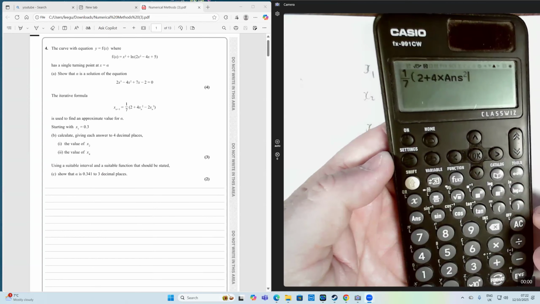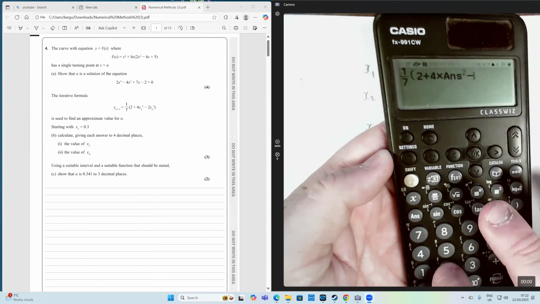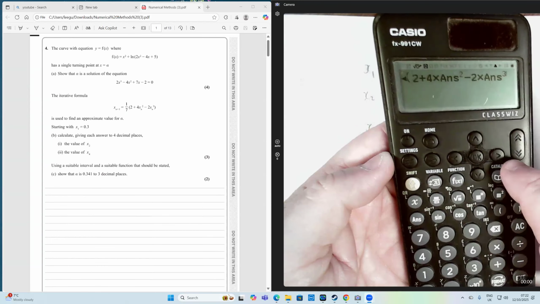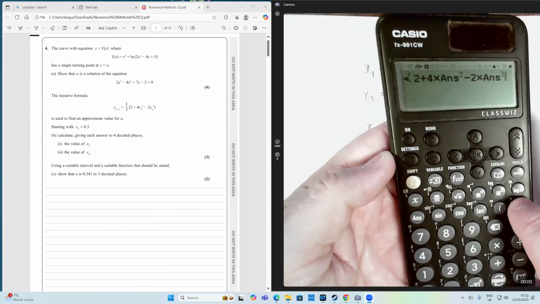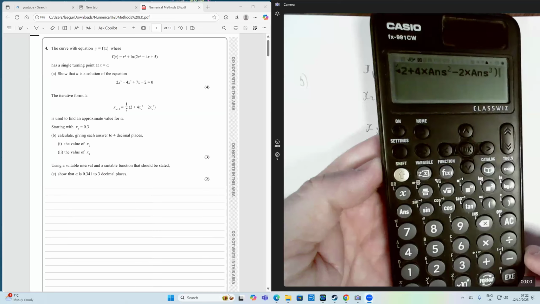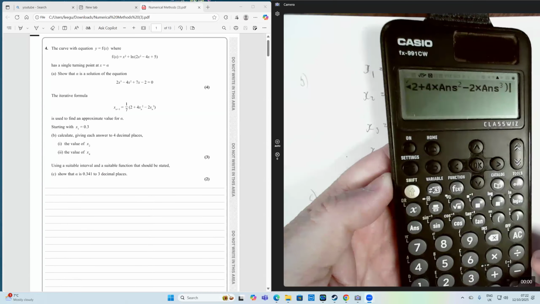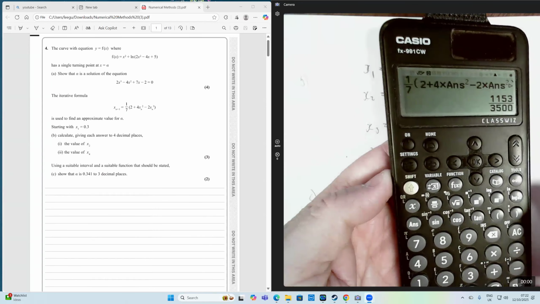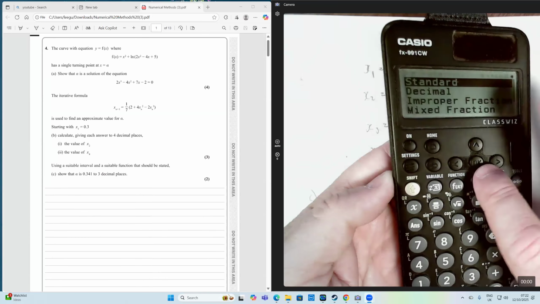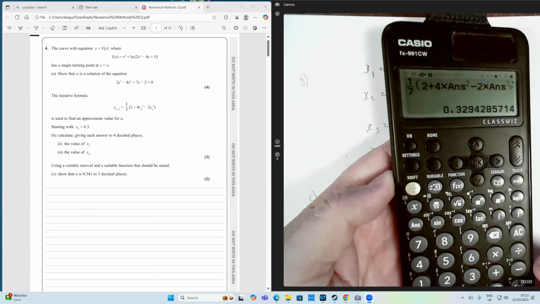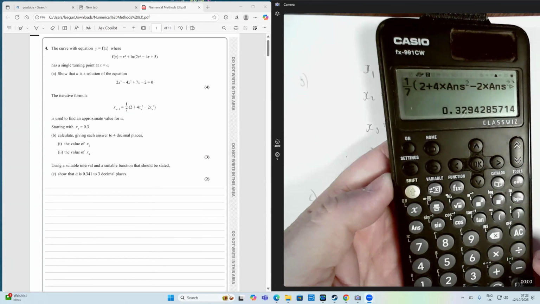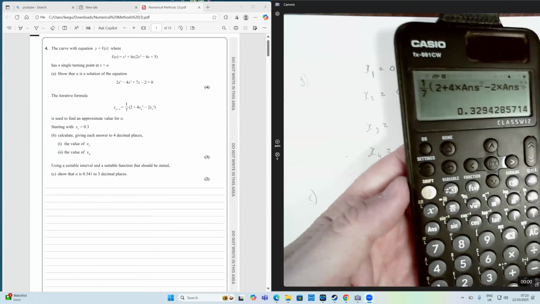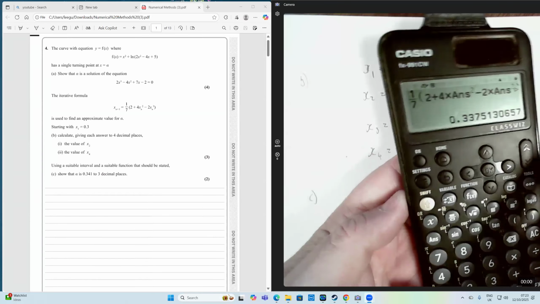So it's 2 add 4 times answer squared minus 2 times answer to the power of 3. Go across 1 and then close the bracket. So we have that now programmed into our calculator. So every time we press execute now, we're going to go 1 time round the recursive iteration loop. So I press execute once, and then on this calculator, I need to format that into a decimal. So that gives me that my x2 is 0.3294 to 4 decimal places. I press it again, and this is now my x3.